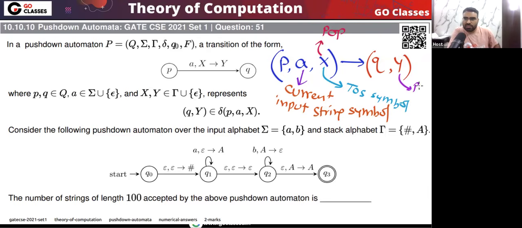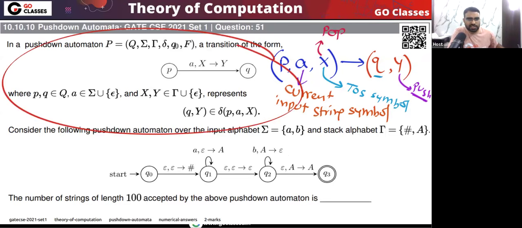And this y means what? This is what we will push on the stack. On the stack we will push this y. And what is this q? This is the next state. So you already know what the transition is. This is the definition that is given to you.